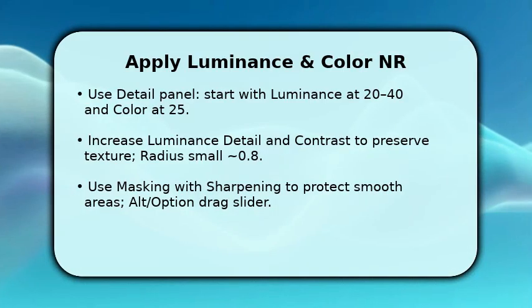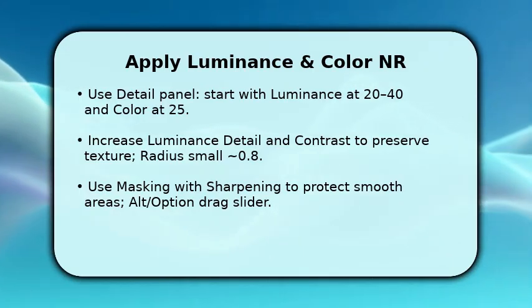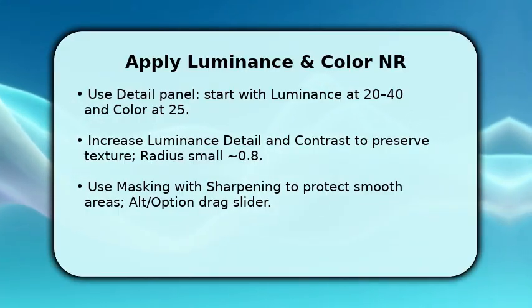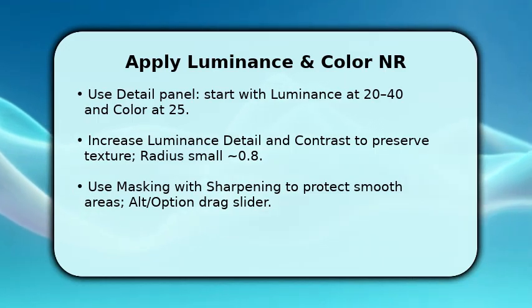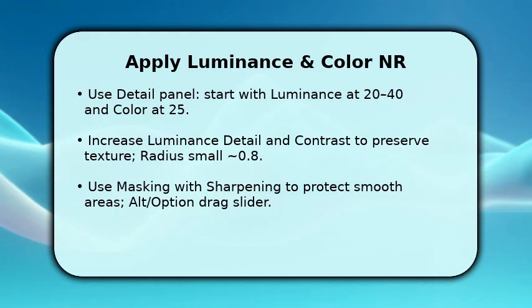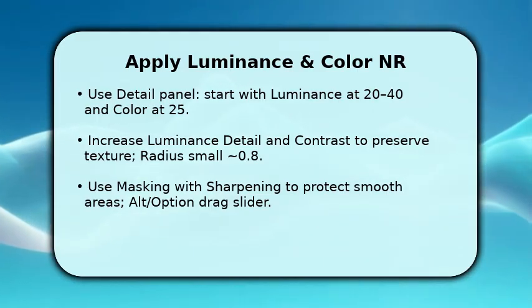Now tackle noise reduction in the detail panel. Pull color slider first around 25 to remove color speckles quickly, because color noise is distracting and easier to tame. Next, raise luminance gradually, start around 20 to 40, and then tweak luminance detail and contrast to protect texture. Use a small radius so you don't blur edges.